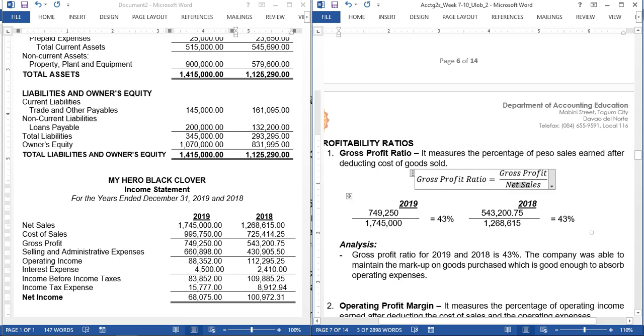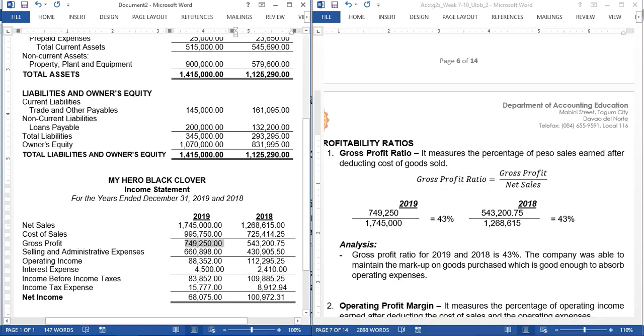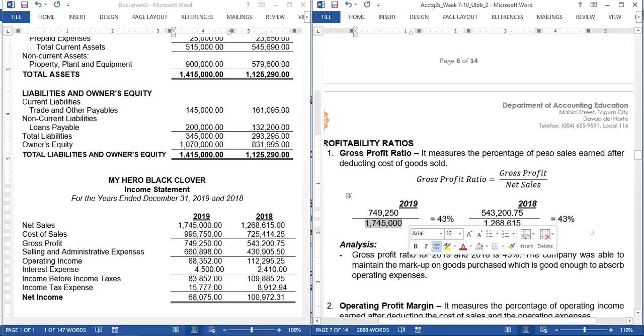So, in this case, you do have yung 2019, 749,250 which is the gross profit for 2019, and 1,745,000 for net sales ng 2019. So, nasa 43% sa gross profit ratio, same with 2018 na 42%. This is actually the initial markup. So, consistent gihapon sa markup, no? From 2018 to 2019.